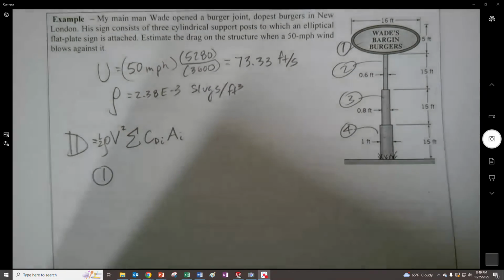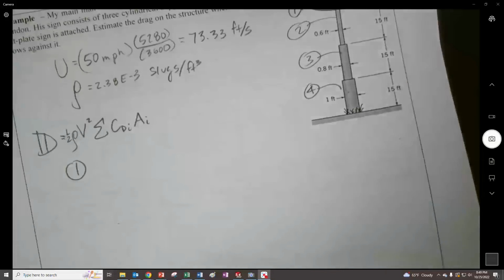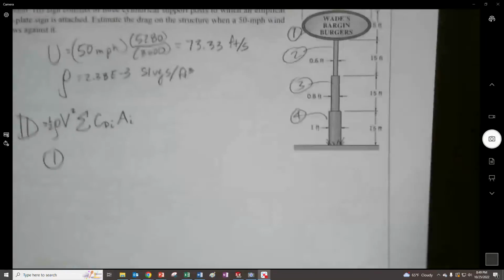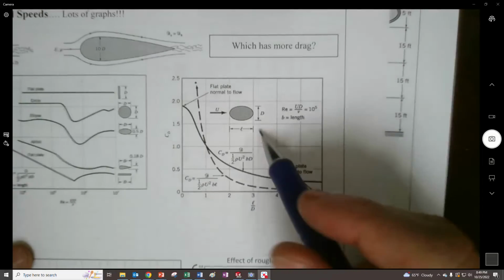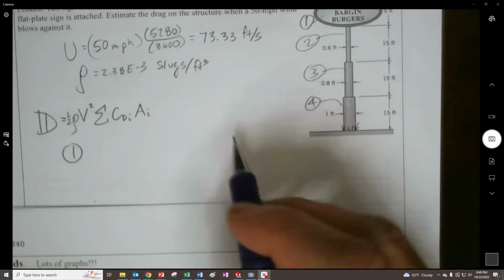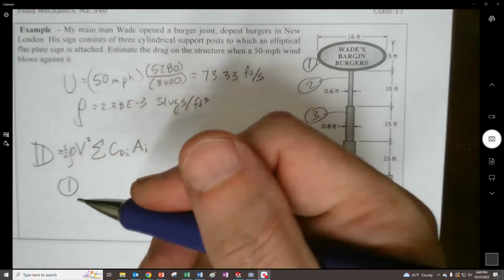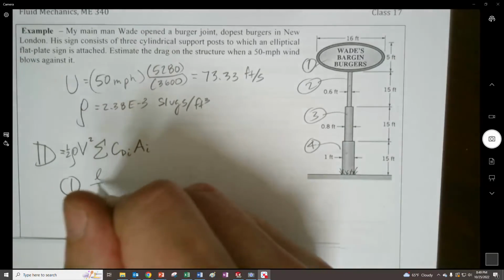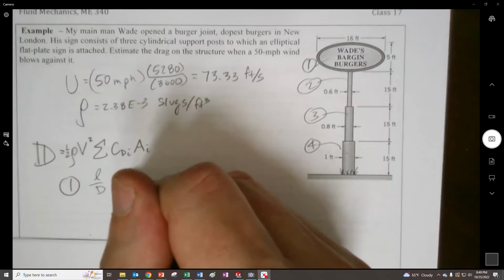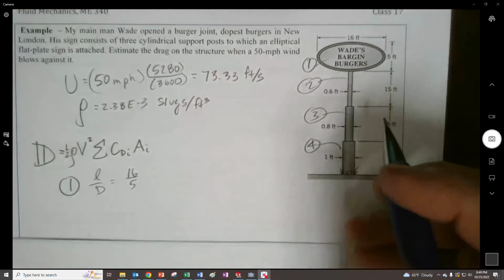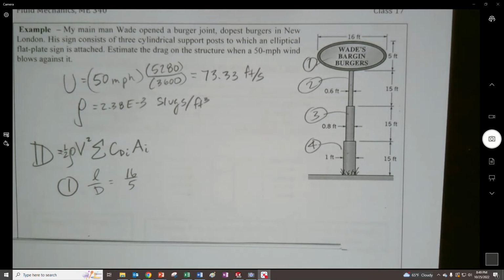And if we go back to what our ovals look like in our drag stuff, we could use the proportional ones right here, right? So for this one, we said it's 5 feet by 16 feet. So that's going to be the L over D of 16 by 5, right? Because it's the long over the short of the thing, right? Is that true?